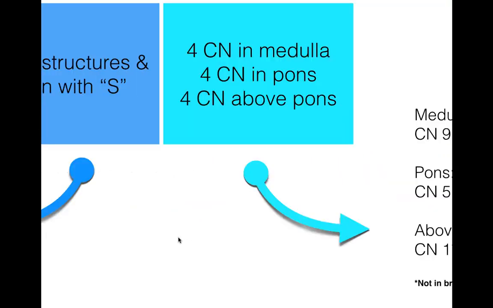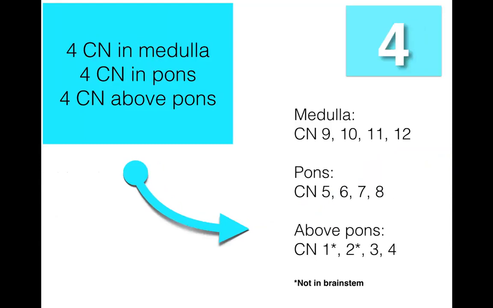And finally, there's the distribution of the cranial nerves. Cranial nerves number 9, 10, 11, and 12 arise in the medulla. Cranial nerves number 5, number 6, and number 7, as well as number 8 arise in the pons. Cranial nerves number 3 and number 4 are located on the midbrain, whereas number 1 and number 2 are located above the midbrain and thus are not part of the brainstem.